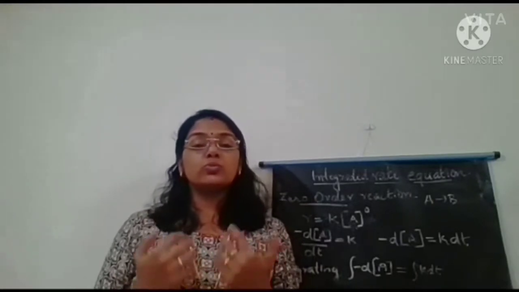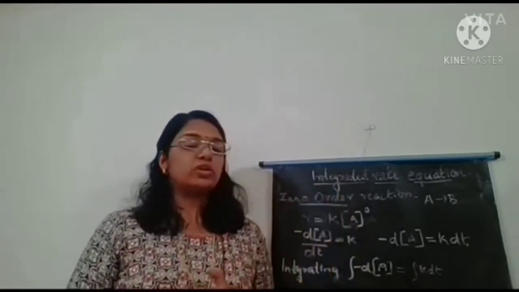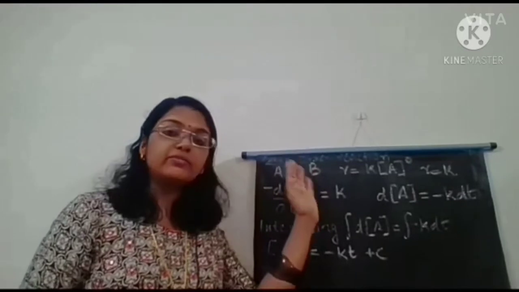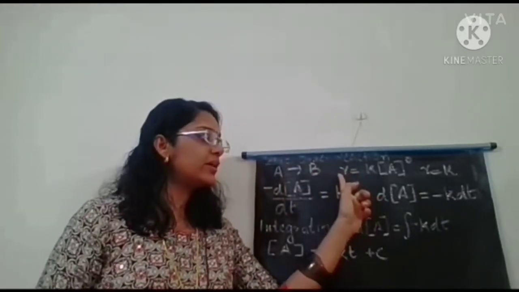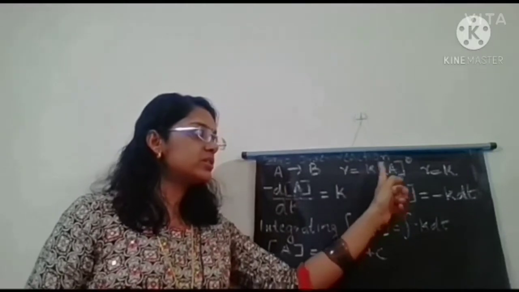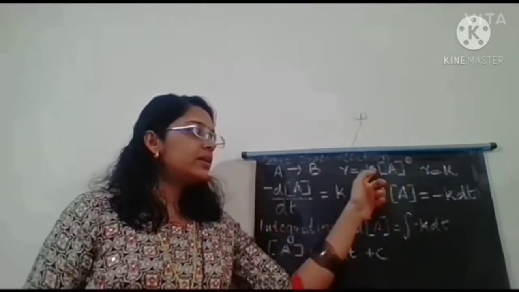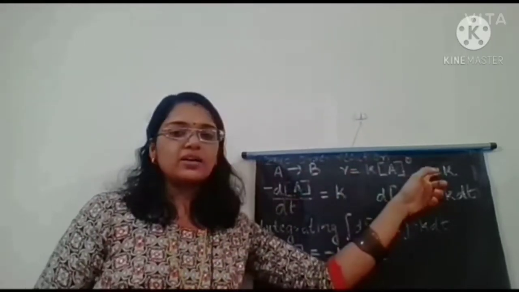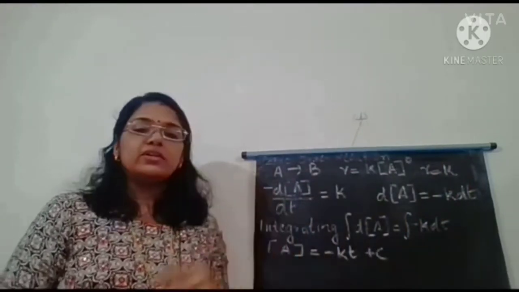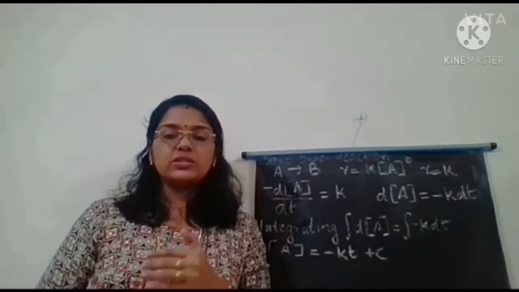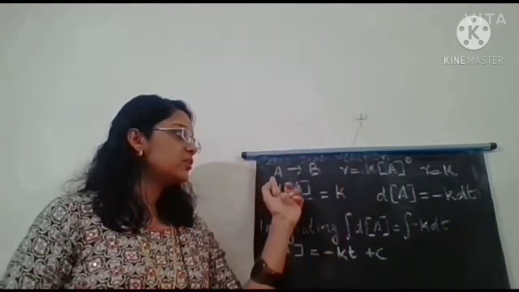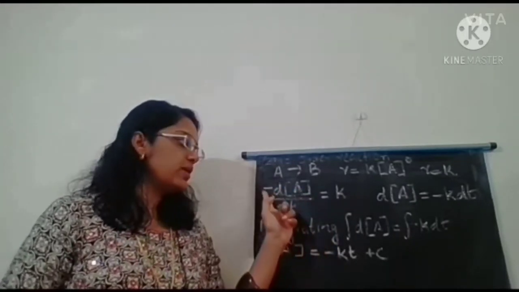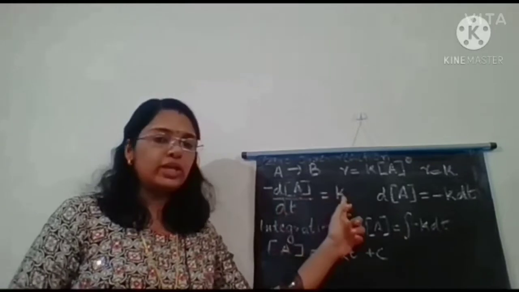So let us look at how to write the integrated rate equation for a zero order reaction. Consider the reaction A to B, and if it is a zero order reaction, we can write the rate law as R is equal to K into concentration of A raised to 0. And any number raised to 0, according to the mathematical concept, is equal to 1. So we can write it as R is equal to K. We have already discussed that rate is the change in concentration per unit time. So we can express the rate of this reaction in terms of the reactant as minus dA divided by dt is equal to K.